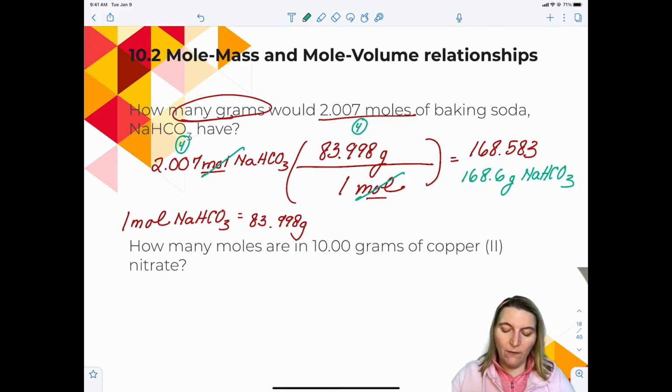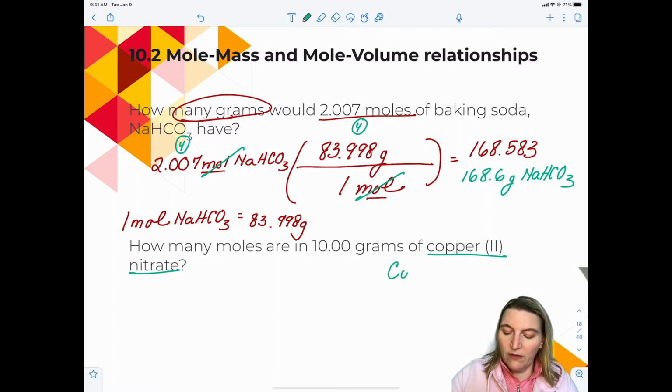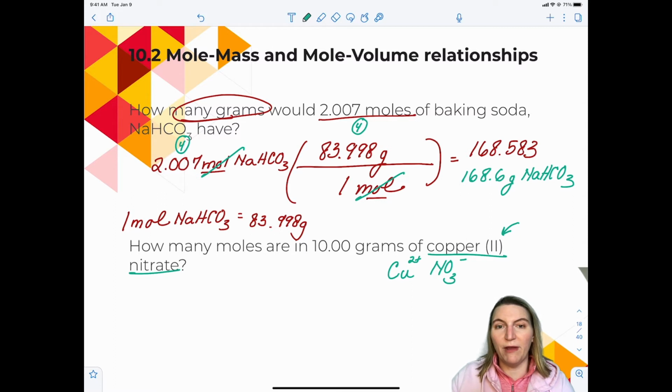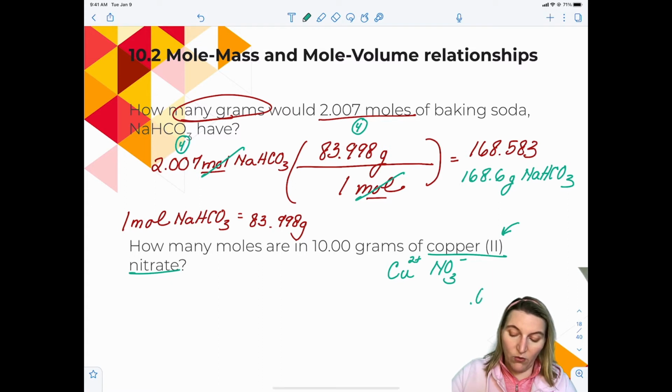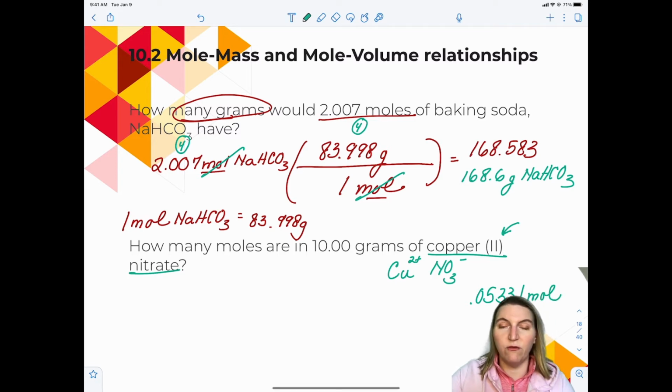The next question, how many moles are in 10 grams of copper 2 nitrate? I want you to try and do this problem yourself. The first thing that you're going to need to do is figure out, well, what is the formula for copper 2 nitrate? Remember copper, if they have a Roman numeral 2, that means that the charge is 2 plus. Nitrate is a polyatomic ion with a charge of NO3 minus. So you're going to crisscross the charges, get the formula for copper nitrate, find its molar mass in the periodic table, and convert 10 grams of that to moles. I'm going to give you the answer, 0.05331 moles of copper 2 nitrate.